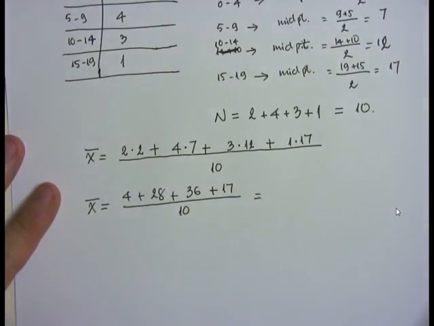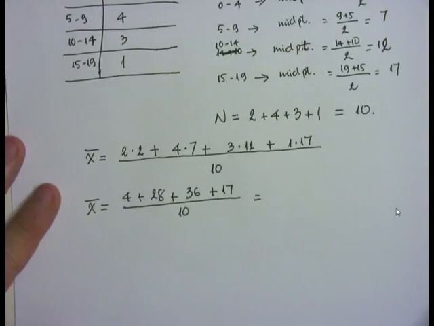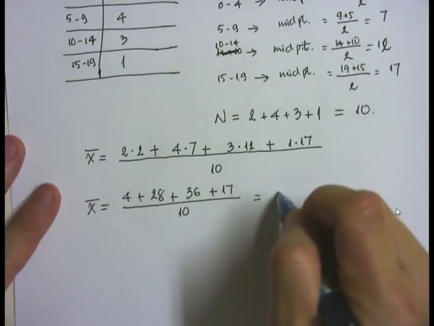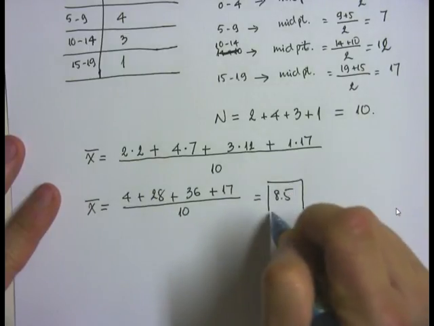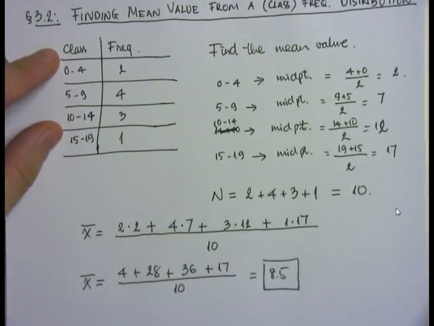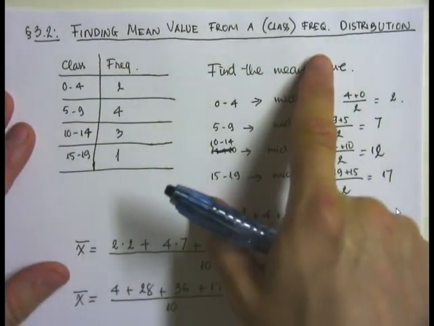So my answer in this case would be, give me a few quick minutes here to do the calculation. Alright, so according to my calculation, the answer would be 8.5. And that is the mean value that I can calculate from that class frequency distribution. This is one of the standard ways you can find a mean value from a class frequency distribution.